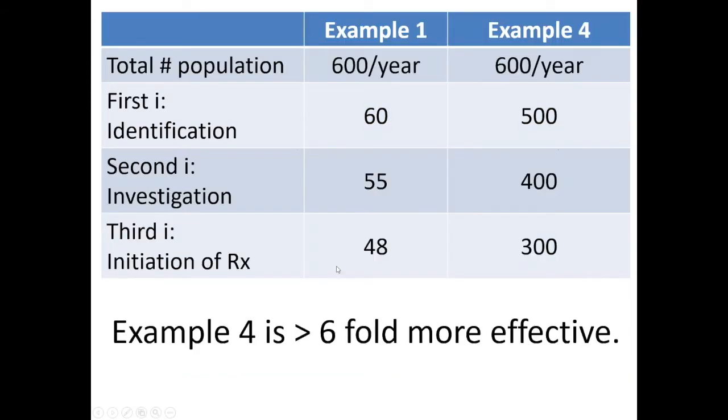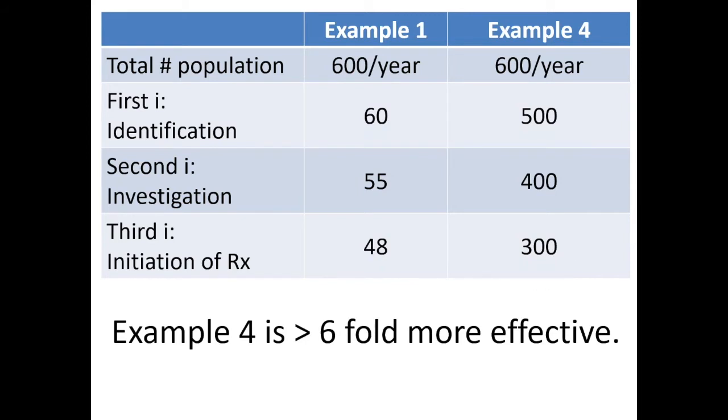Okay, so let's use another example. So this is example 1. You can see that they both start with 600. This one has only that big weak spot at the identification piece. And this one has a slow trickle down of patients at each step. I think you can clearly see that example 4 is almost 6 times more effective than example 1. So this is a much more effective FLS for sure.